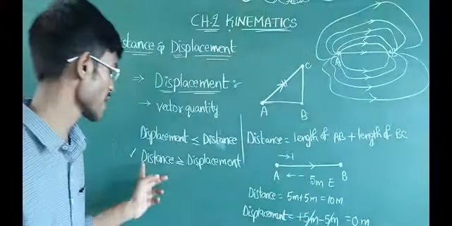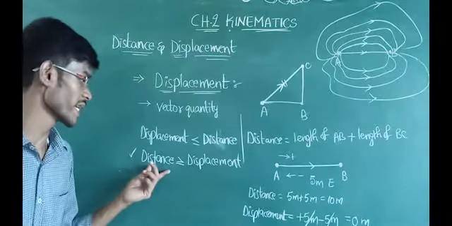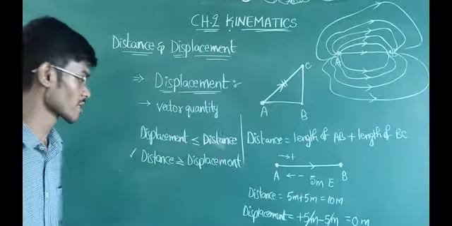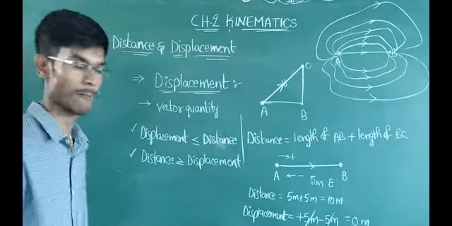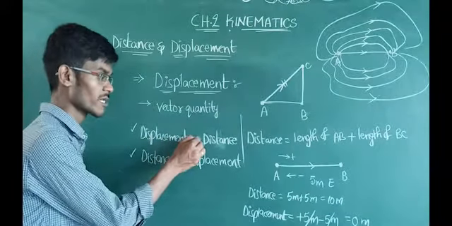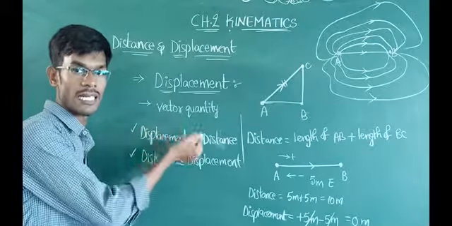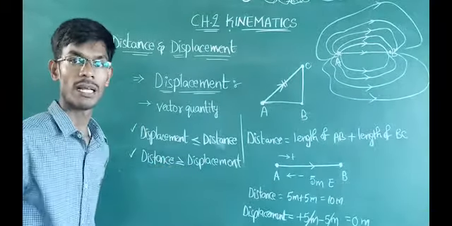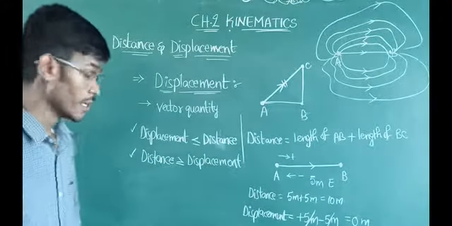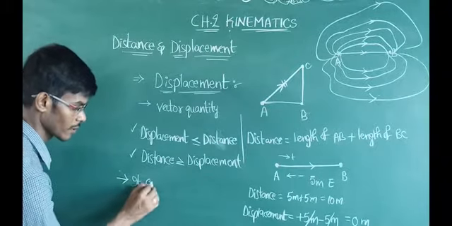So this is the relation of distance and displacement. Displacement is less than or equal to distance, and distance is greater than or equal to displacement. See here, I have just made the RHS and LHS interchange. That's why the symbol will change. Greater than becomes less than. Okay.